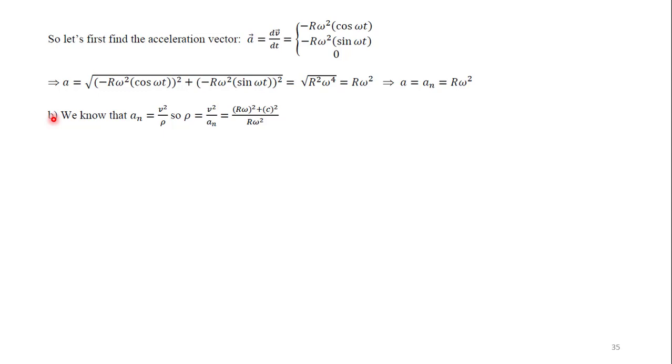In part B, they want us to find the radius of curvature. Okay, it's easy. We can use the definition of the normal acceleration. It's given by v squared over rho. We have an, we have the magnitude of the velocity vector.